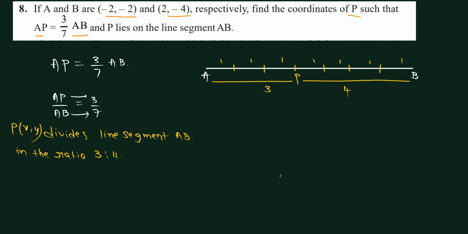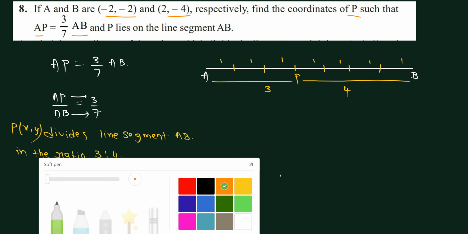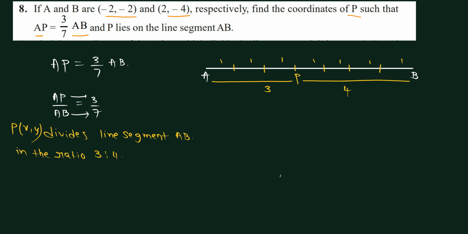Now you apply the section formula. What is the section formula? Let us say this is the A point and B point. What is the A point? Line segment AB, right? So the A point is (-2, -2) and the B point is (2, -4). So let us say this is x1, this is y1, this is x2, this is y2, this is m1 and this is m2.